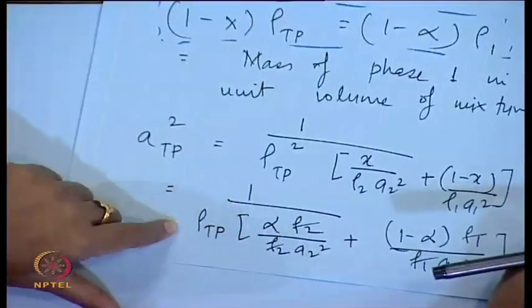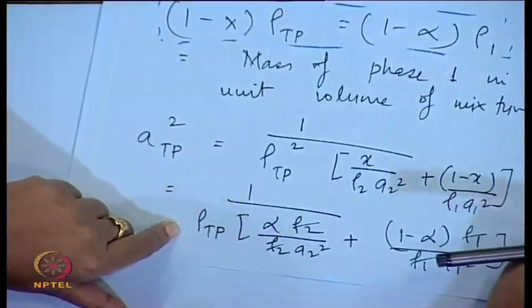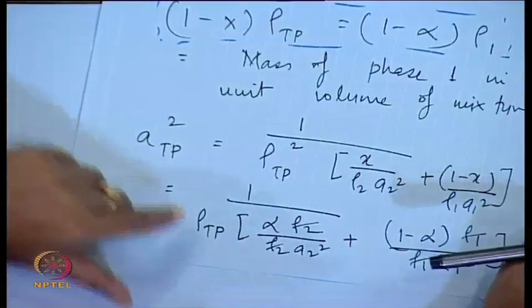Why am I doing all these things? So that I can express two phase acoustic velocity in terms of certain known parameters, and in terms of the minimum possible number of known parameters. Just for that reason I am trying to do this entire endeavor. Agreed? So, therefore, I can substitute this rho T p in terms of alpha rho 2 plus 1 minus alpha rho 1. Let me do it and let me see what do I get.